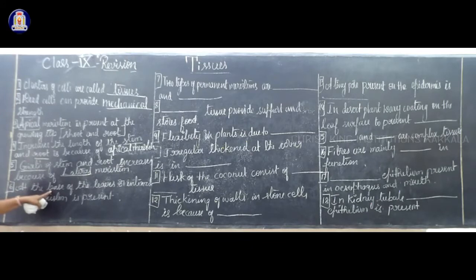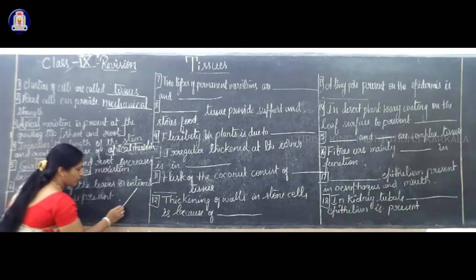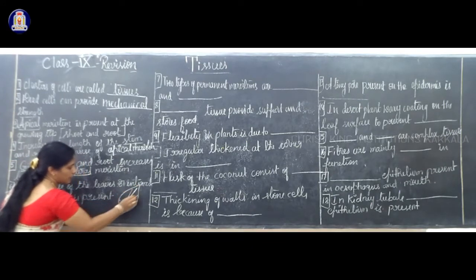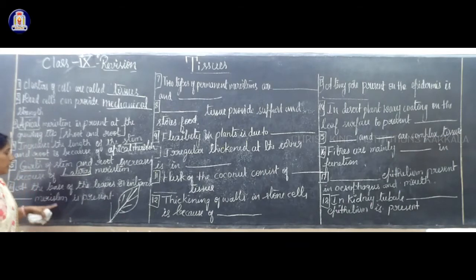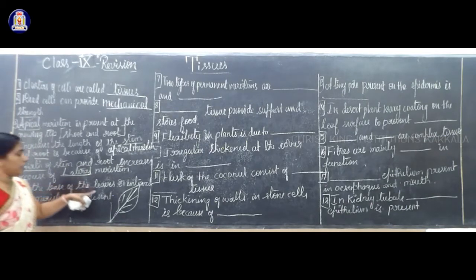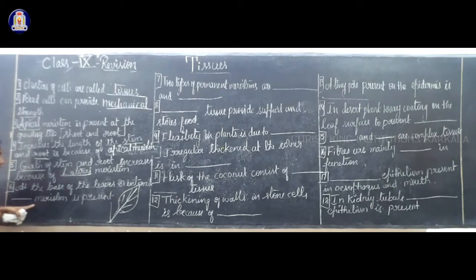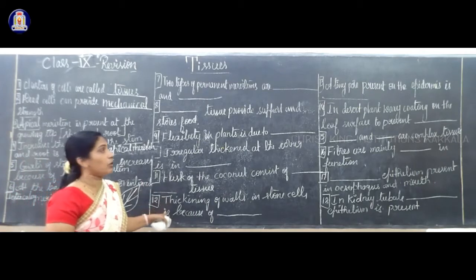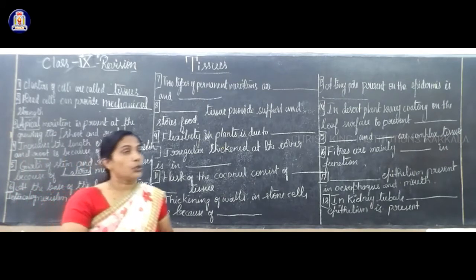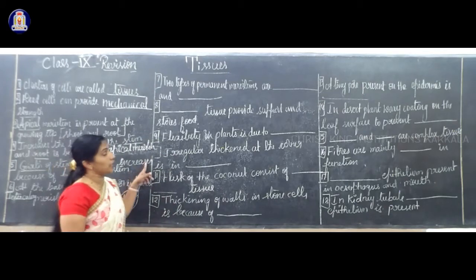At the base of the leaf, imagine this is the leaf. At the base of the leaf, that is the node portion, internode. At the base of the leaves are internodes. Intercalary meristem is present. That is called intercalary. Intercalary meristem is present at the base of the leaves. Next, two types of permanent meristems.